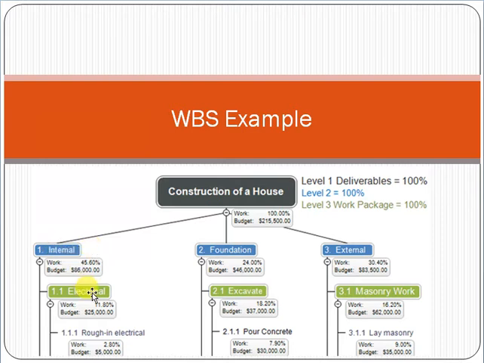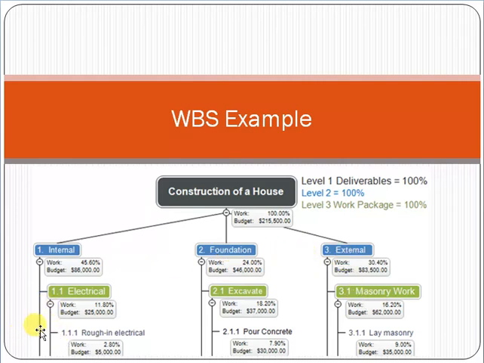Then internally I will divide it further. I have to do electrical work, and electrical work I can subdivide, like rough-in electrical. For foundation I have to do excavation, and in the excavation I have to do concrete work. In the external, for example, I have to do masonry work, and lay masonry externally. So friend, just try to understand the construction work. At a higher level, at a work package level, I have to do some internal work, some foundation work, and some external work. And then I can subdivide internal work, foundation work, and external work.